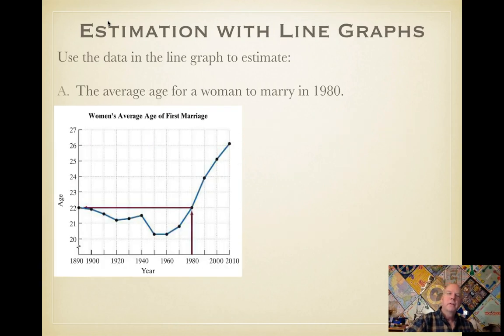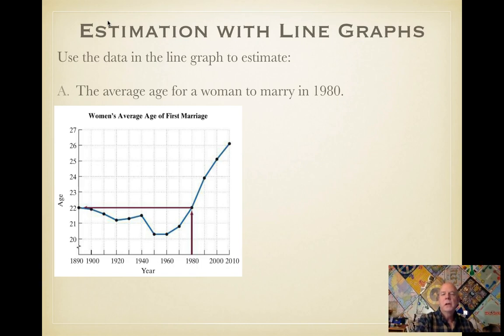Let's go to a line graph, and this one is kind of done in the graph, in the picture itself. But anyway, this graph is of women's average age for their first marriage. How old is a woman on average the first time they marry? And so the question here specifically is, what was the average age for the average woman to marry in 1980? Well, again, it's kind of done already here for it.